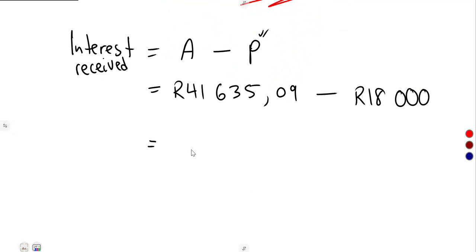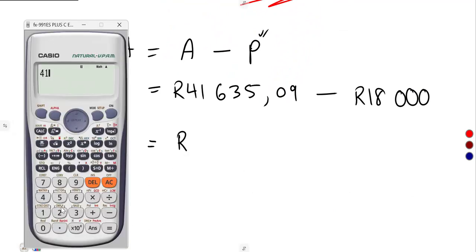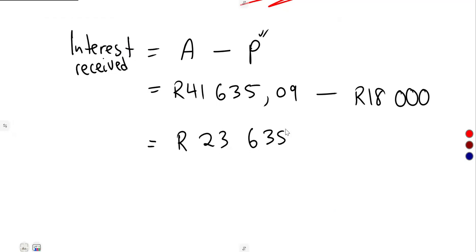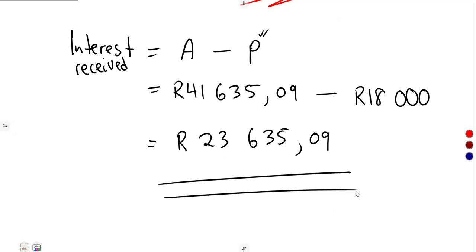So that was going to give us 23,000. Just use your calculator. That's 41,635.09 minus 18,000. So that was going to give us 23,635.09. All right. So this is the interest received, what you are going to add to what you borrowed or to what you invested. This is what has been added to what you initially started with. The interest received. Just like that.